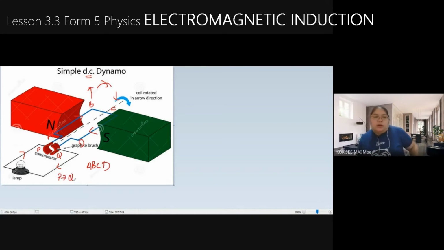So now this dynamo will later turn about 360 degrees. I want to show that every time the current for the external must be P to Q. Although your coil turns upside down later, the outside current is always P to Q. If the outside is always P to Q, it means they produce a direct current.